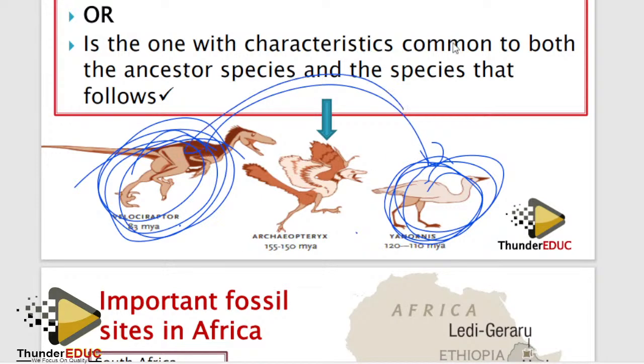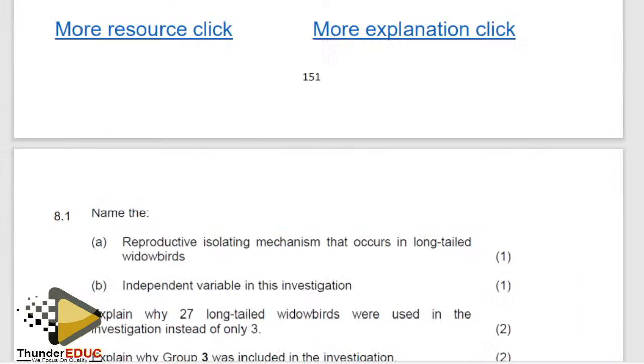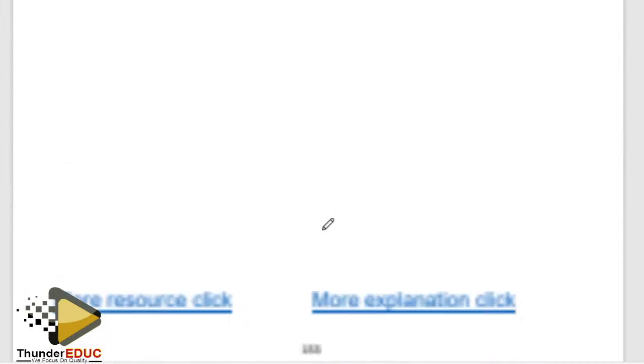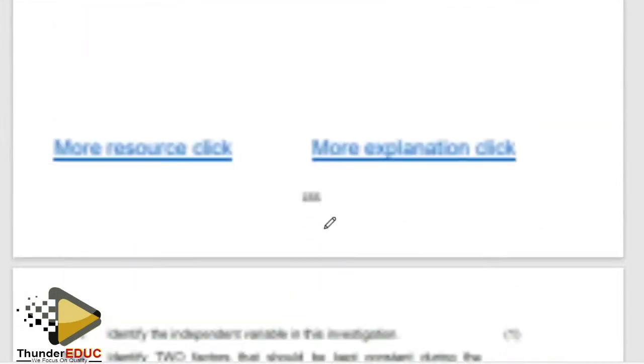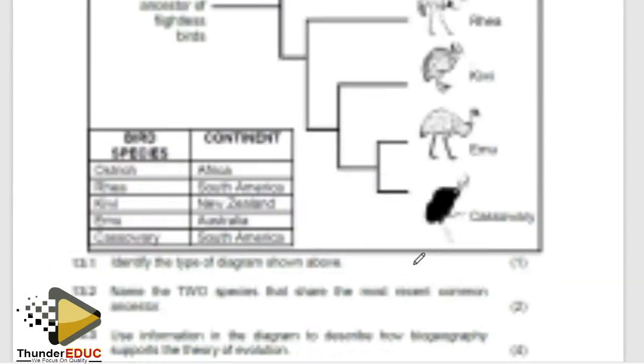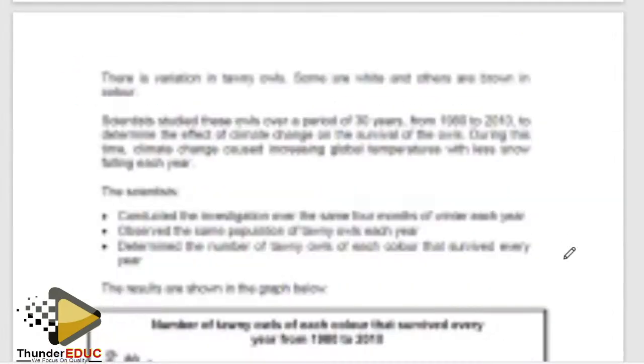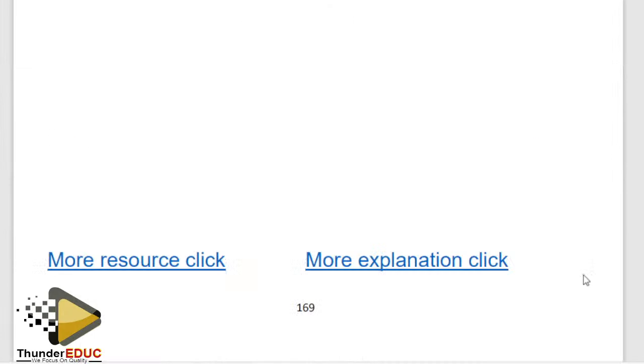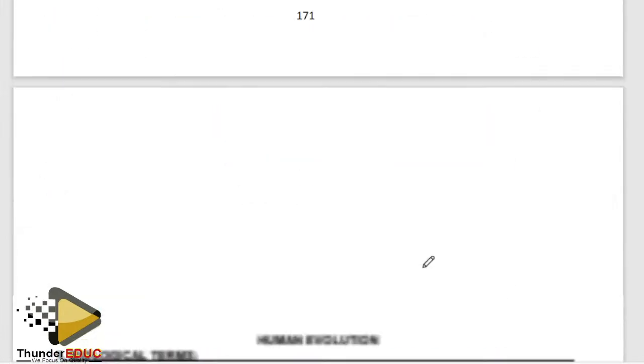How? Or they can bring two skulls and ask you to give a reason why this is classified as a transitional fossil. Let me see if I can find a skull here and then I show you what I'm trying to say. I think there are no skulls here.